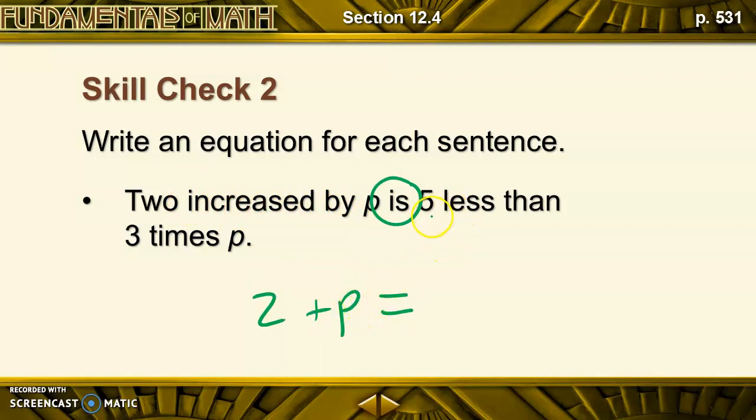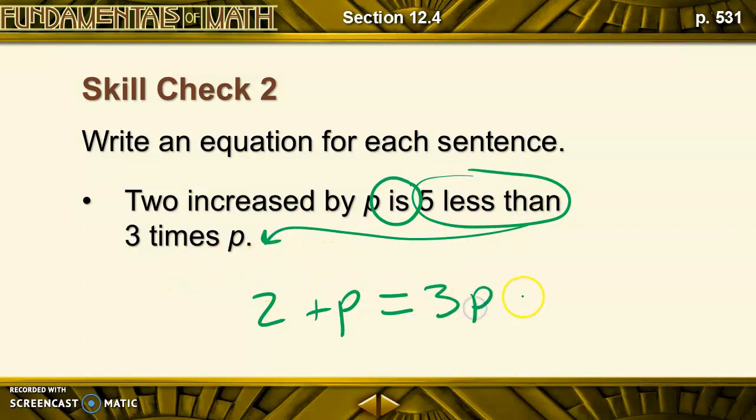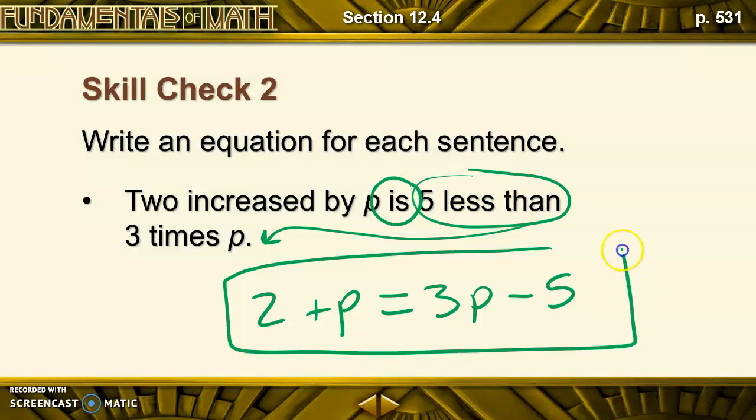is 5 less than. This is going to be, less than is going to go in the back. 3 times p is 3p, and we have minus 5 because it's less than 5. And this would be our entire phrase.